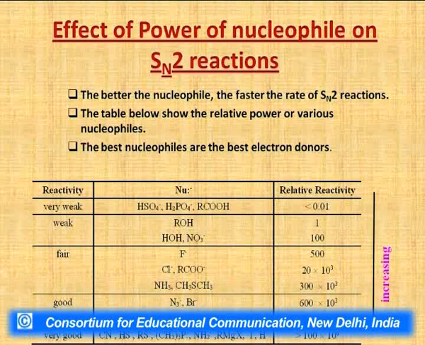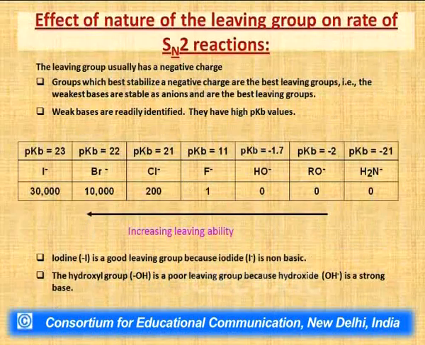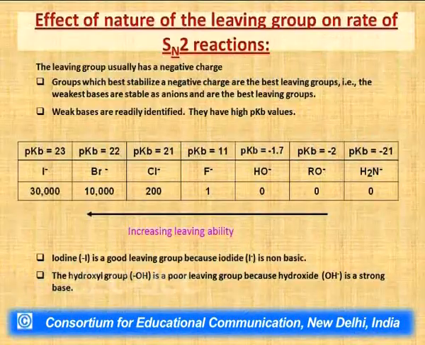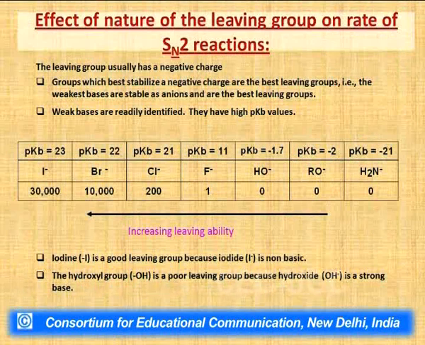The best nucleophiles are the best electron donors. Here the table shows the reactivity of nucleophiles and relative reactivity. Effect of nature of the leaving group on the rate of SN2 reactions. The leaving group usually has a negative charge. Groups which best stabilize a negative charge are the best leaving groups. That is, the weakest bases, which are stable as anions, are the best leaving groups.